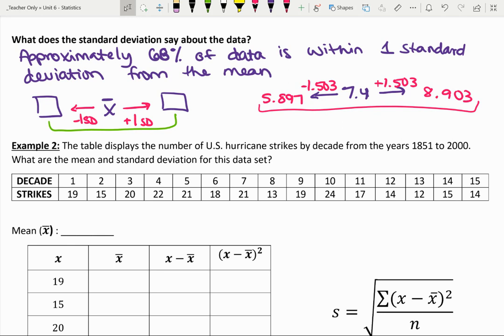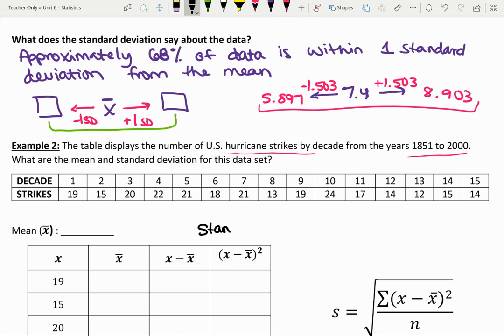We're going to get example 2 started together, and then I'm going to have you work on it on your own and come back in to check. So we have the number of U.S. hurricane strikes by decade from 1851 to 2000. So the number of hurricanes that actually made landfall in the United States. And so what are the mean and the standard deviation for the data?